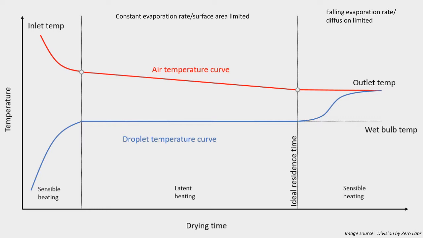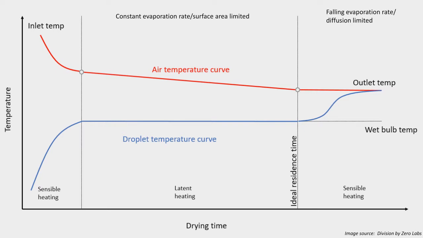The first phase is a sensible heating phase, where that energy transfer is used primarily to increase the temperature of the droplets. And evaporation is occurring here, but it's occurring slowly. And the rate at which it occurs is increasing as the temperature of that droplet approaches the wet bulb temperature.